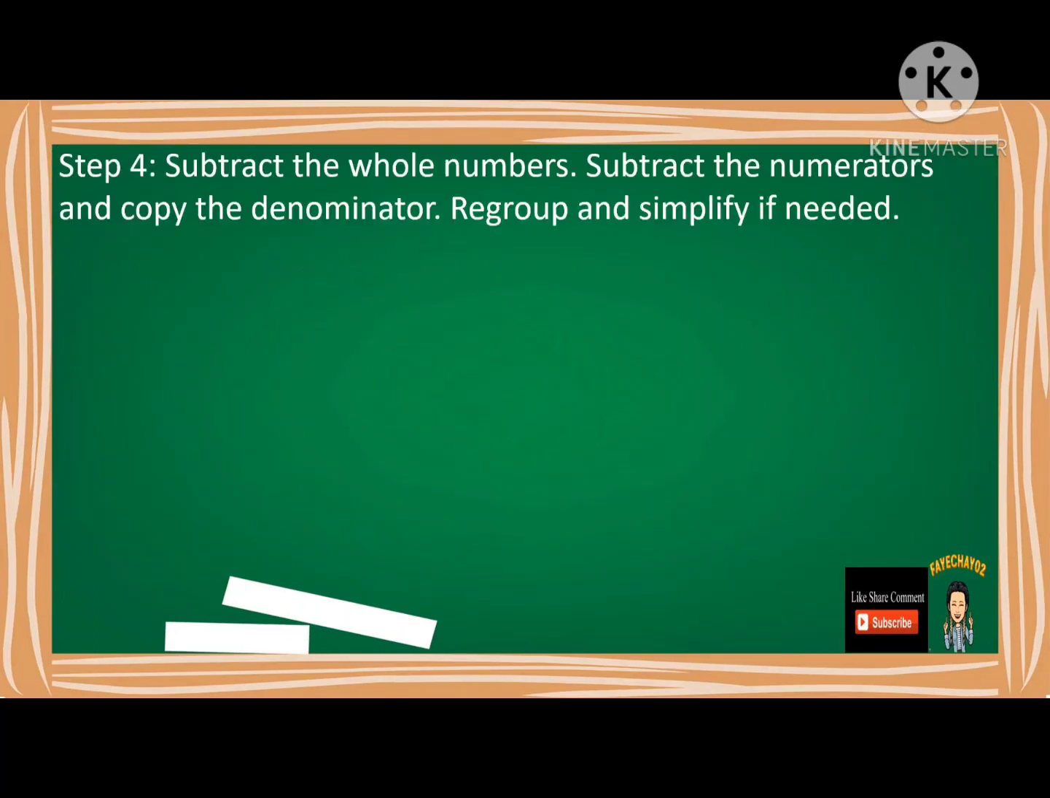For our last step, subtract the whole numbers followed by the fractions. Subtract the numerators and copy the denominator. Regroup and simplify if needed. So we have 1 minus 1 is equal to 0. Then we will subtract the fractions, which is 5/4 minus 2/4. So 5 minus 2 is equal to 3. Then copy the denominator, which is 4. Since 3/4 is already in the simplest form, 3/4 is the final answer.